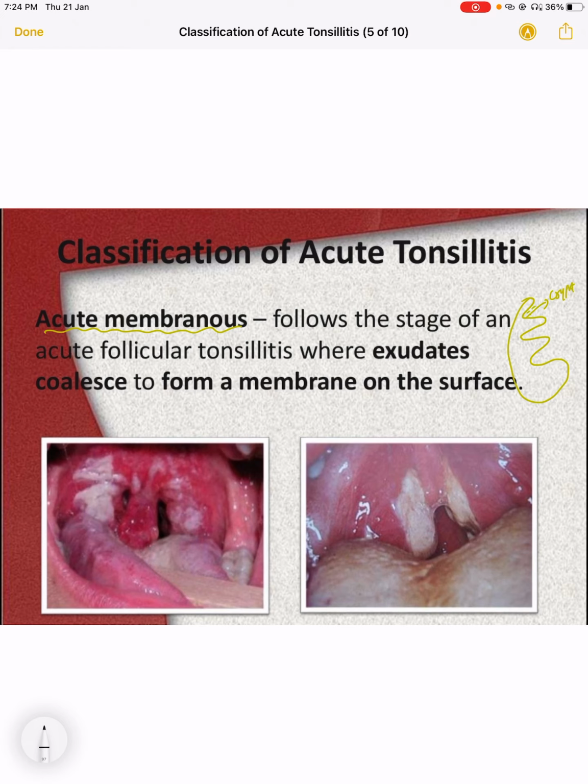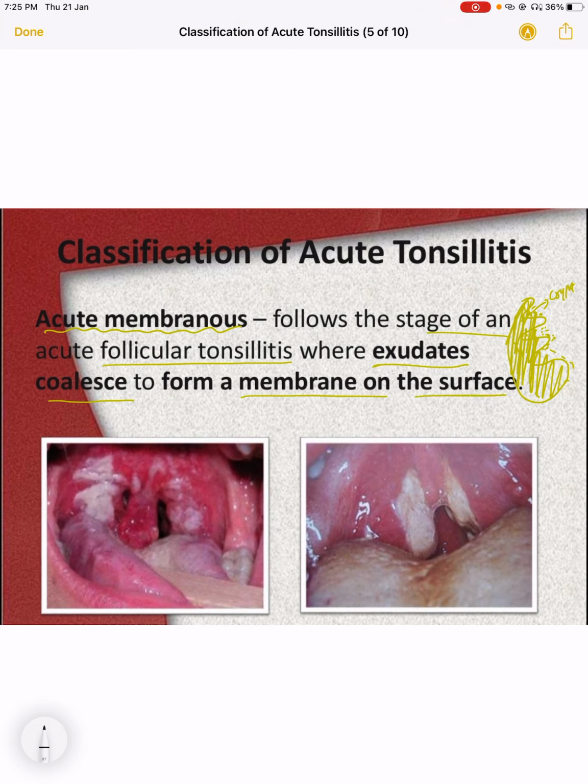First the infection spreads in the crypts. After that the purulent discharge goes everywhere and totally spreads over the tonsil, so it forms a membrane-like structure over the tonsil. So acute membranous tonsillitis follows acute follicular tonsillitis. It follows the stage of acute follicular tonsillitis where exudates coalesce to form a membrane on the surface.